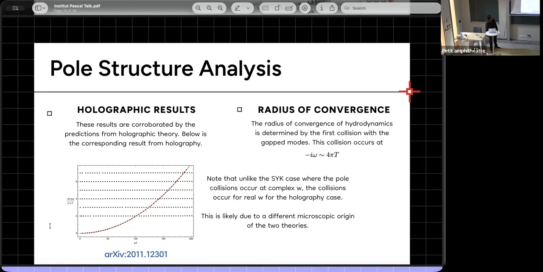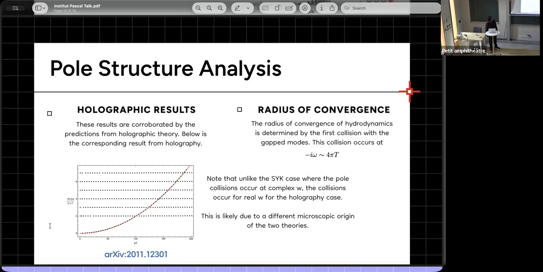If you were looking at the complex plane, you would see them. And this is probably due to a different microscopic origin of the theory. But since they have similar IR theories, this is why the plots look almost exactly the same. And another point is that the radius of convergence is set by the first collision between the diffusive mode and the gap modes. And this occurs at I omega being approximately 4 pi t. This obviously is approximate. The more you reduce temperature, the more exact this becomes.